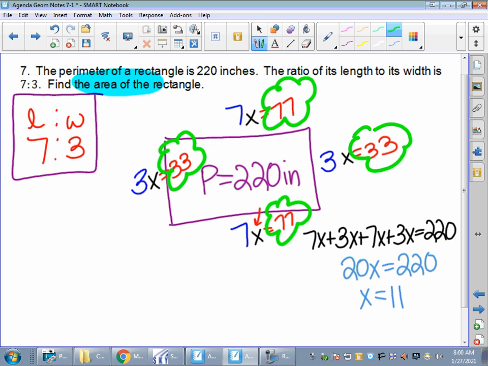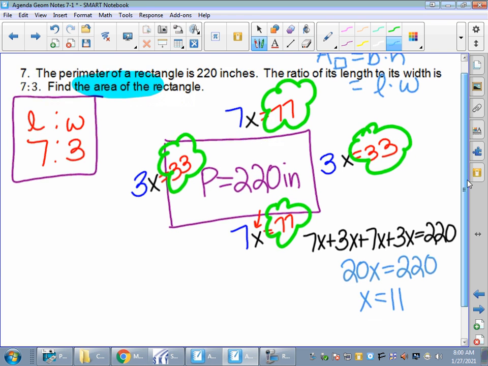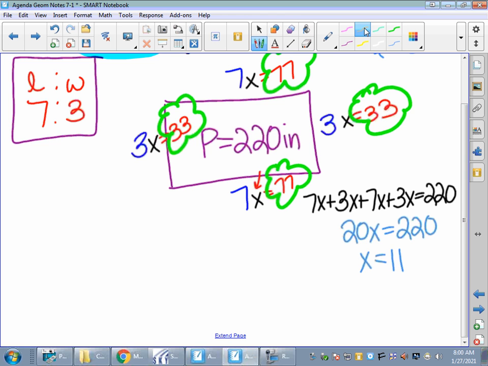Area of a rectangle is equal to base times height or length times width. I don't love length times width. I wish they had used base times height, but that's all right. So does everybody agree in order to do our area, length times width or base times height, looking at the picture, area is going to be equal to 33 times 77.